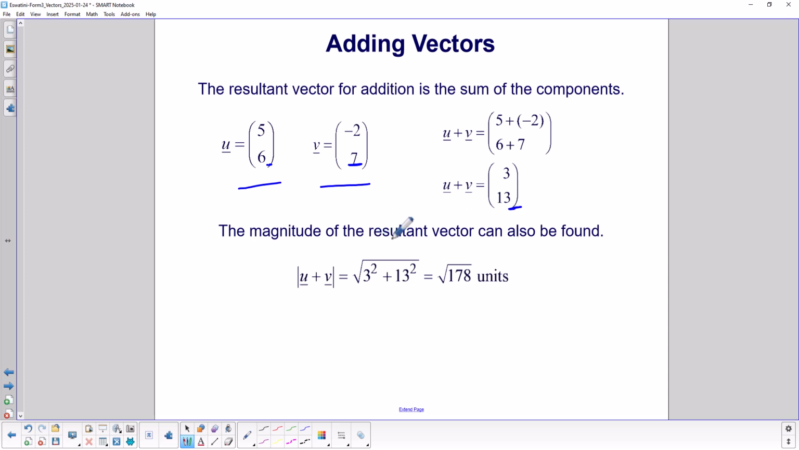The magnitude of the resultant vector can also be found. The magnitude of vector u plus v is going to be 3 squared plus 13 squared, the square root of that, which will be square root of 178 units.